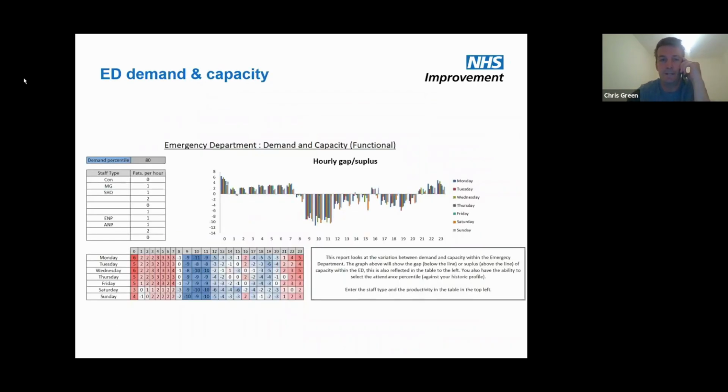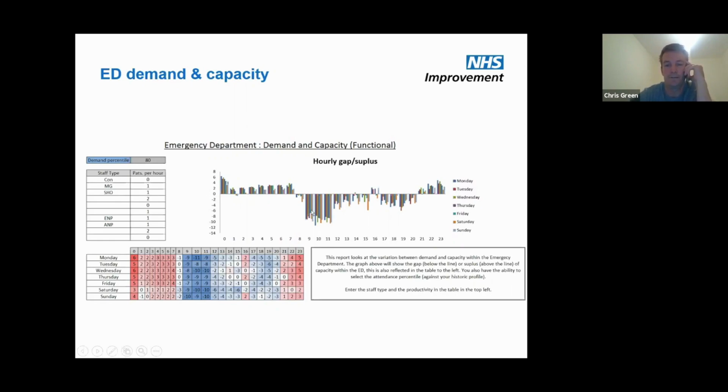So this is what the tool looks like. This is the functional tab on the actual model, and we'll make this tool available to everybody. The graph on the top right hand side illustrates by hour of the day, and you'll see that each hour of the day has 7 bars, and they reflect each day of the week.